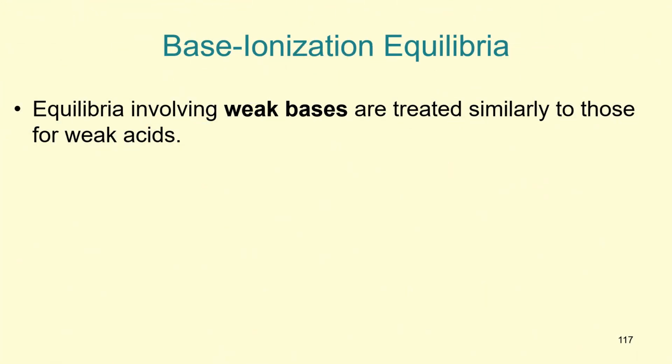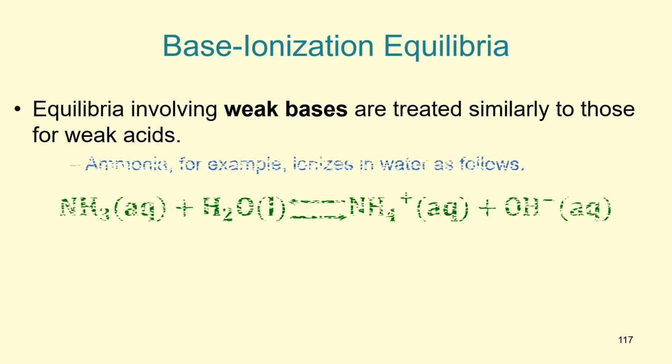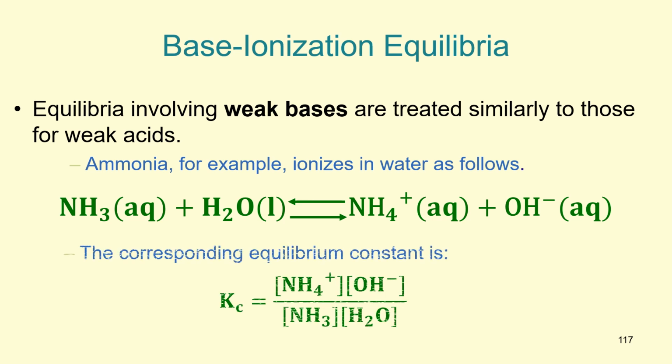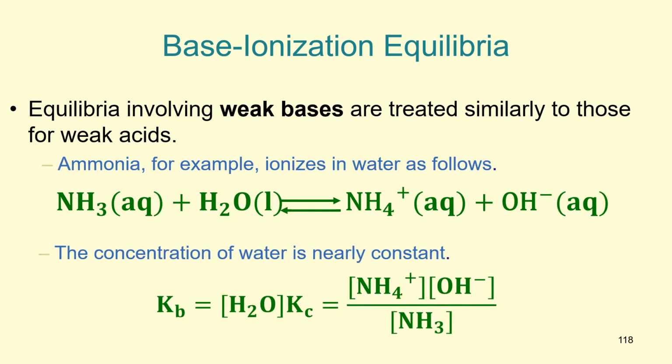All right, now when it comes to base ionizations, we can do very much the same thing. Equilibrium involving weak bases. The only difference is, so here's ammonia, which is a weak base. Ammonia reacts to give us NH4 plus and OH negative. We can set up our equilibrium expression again, but because H2O is considered a constant, we're going to rearrange, and we get, this time, because it's a base, we call it Kb. So Kb equals the conjugate acid times OH negative divided by the base.